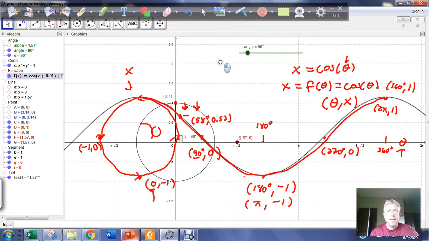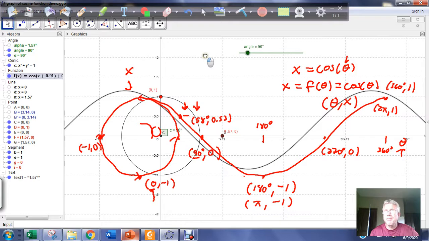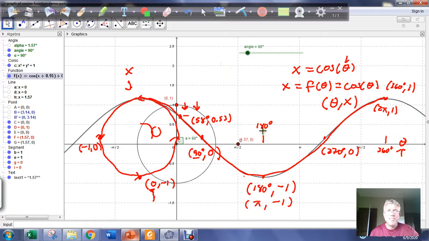Got to get everything to line up. No, it's not going to line up now. I messed that up by moving it.